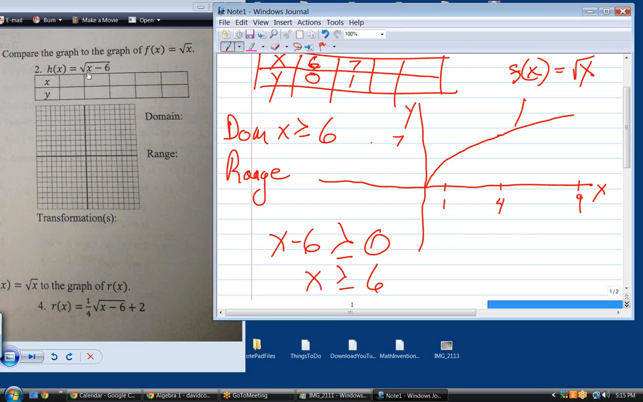What would, if I put in x at 10, what is y? I can put in any number I want, as long as it's above 6. All I'm doing is trying to come up with some data points. So what is y when x is 10? That's the square root of 4. What's the square root of 4? 2. Okay. So y is 2.